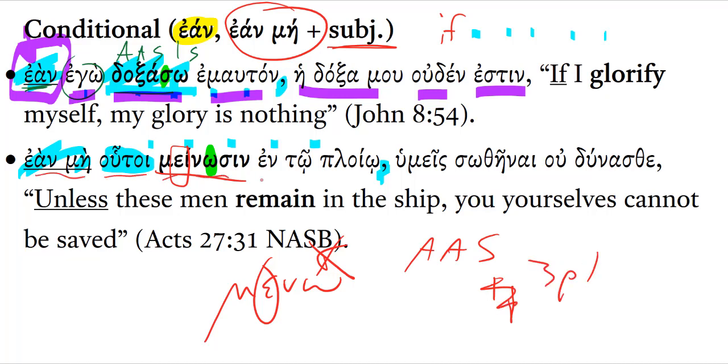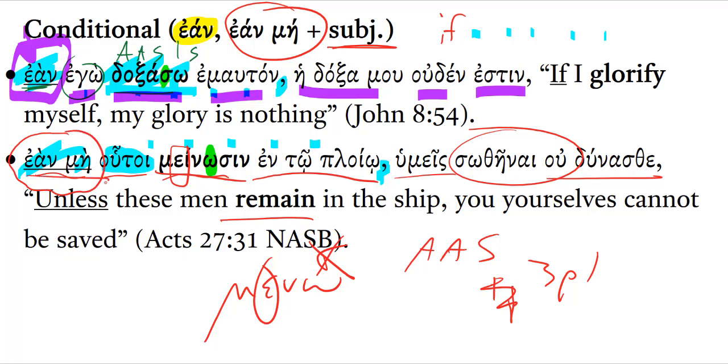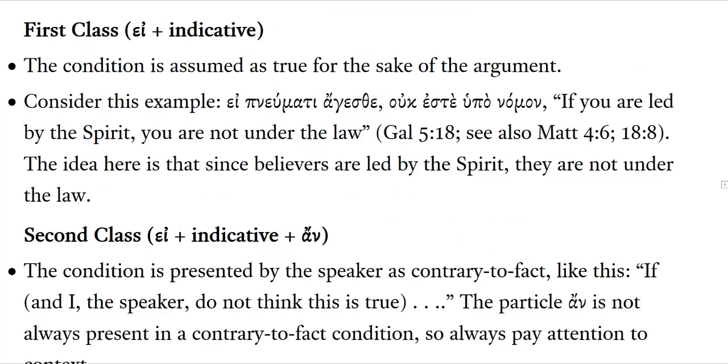Unless they remain in the boat, you are not able to be saved. You yourselves cannot be saved. Unless they should remain in the boat, unless they might remain in the boat. You don't have to add may or might. Just say unless they remain, right? That contingency is communicated by the word unless, right? By that. In this chapter, let me also just briefly mention that we go over the different classes of conditional sentences.